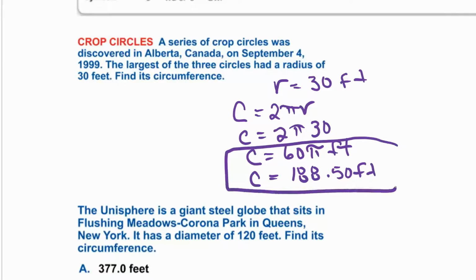I want both the exact answer and the rounded answer. So both answers. The exact answer is 60 pi. There's no decimals in it. The rounded answer is 188.50, because I'm rounding the number of decimals, because it'll go on forever with the decimals.